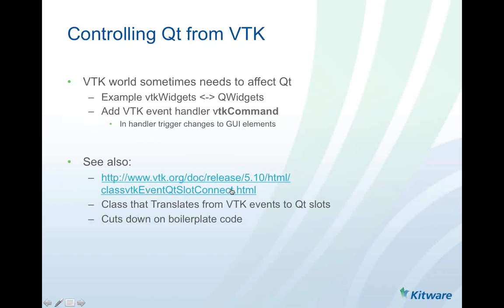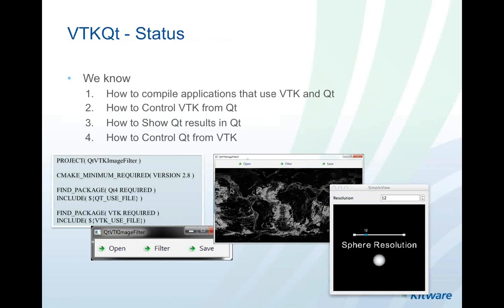So that's the bulk of what I had to say about how to connect VTK and Qt. We know how to compile applications that use both libraries and make all of the things that they provide available. We know how to control VTK from Qt space. We can create a visualization pipeline and then control it in response to Qt events. We know how to use Qt VTK widget to show visualization results within our Qt application. And we know how to connect VTK events back into Qt space so that we can have correspondence between the things we see in the VTK land and the things we see in the widget space.